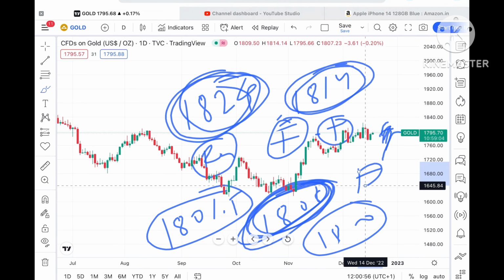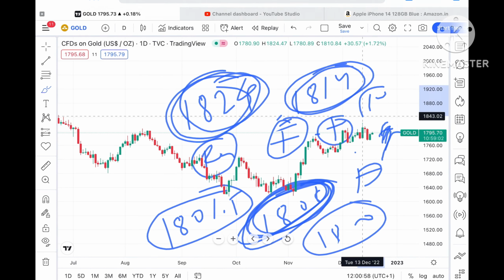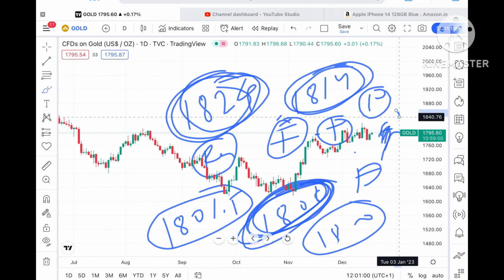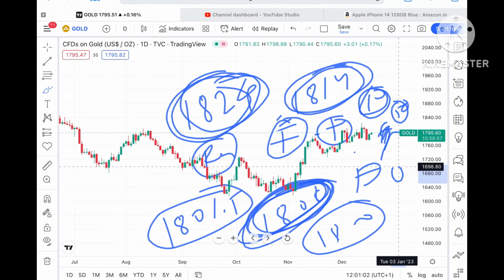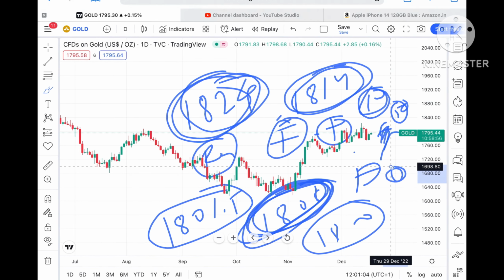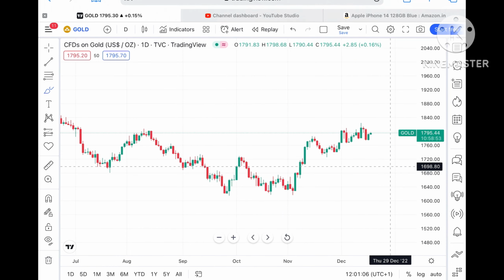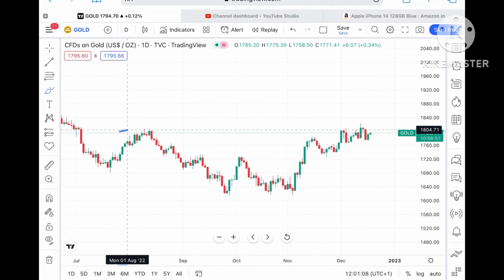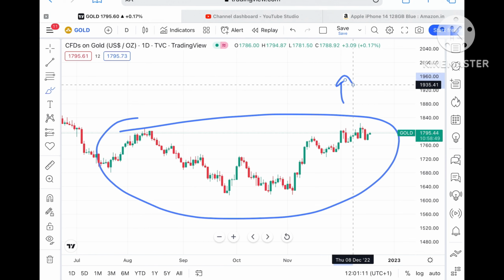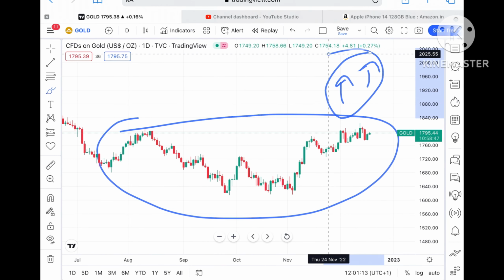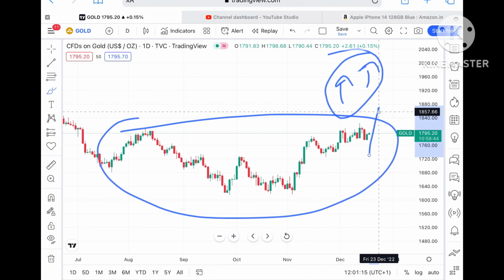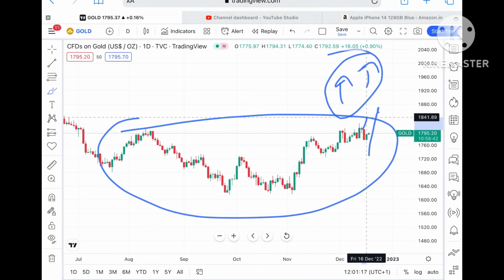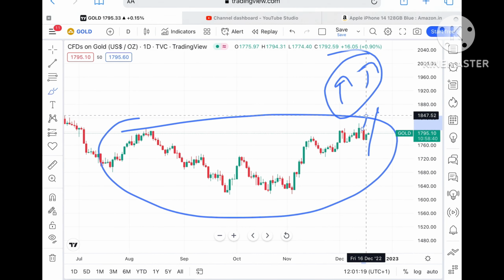Not even break even. If you are getting $100 profit and it comes down to even 50, exit, because it should not be on a break even. Keep on trailing your SL. Once the price goes above this particular zone, we can see a trend towards the upside, and then it can go towards around 1850, 1845, and then further high.